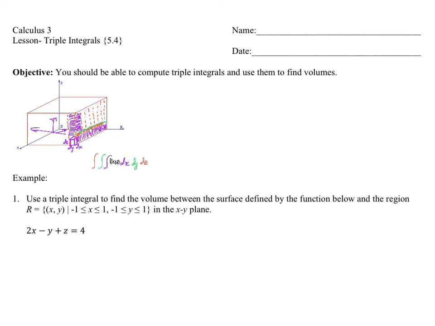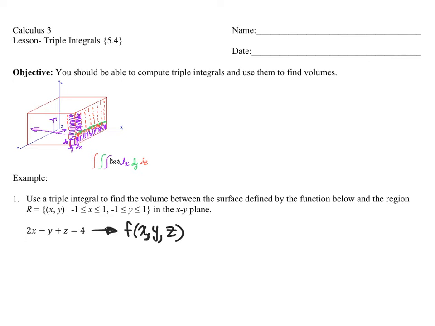So the first example: use a triple integral to find a volume between the surface defined by the function below, there's our function, and the region, so it's a rectangular region in the xy plane, which is fine. So that means that we can swap our x and y bounds all we want. So we have a z function defined in terms of x and y. But what we could do is define this function as f of x, y, z.